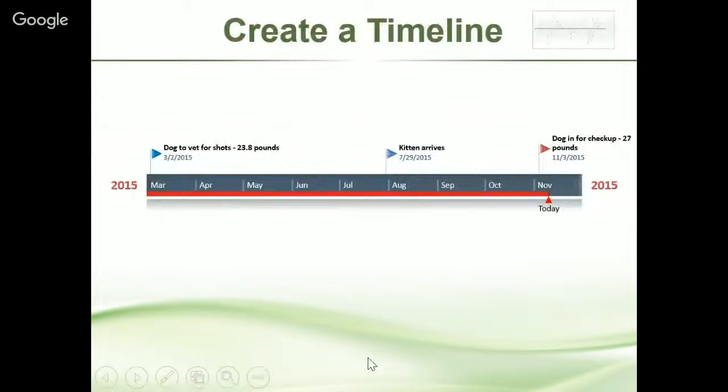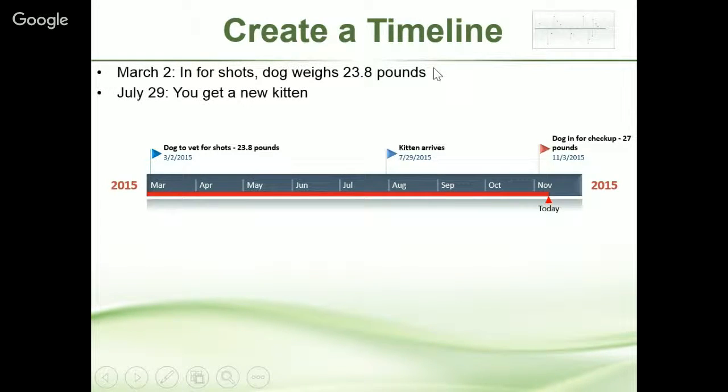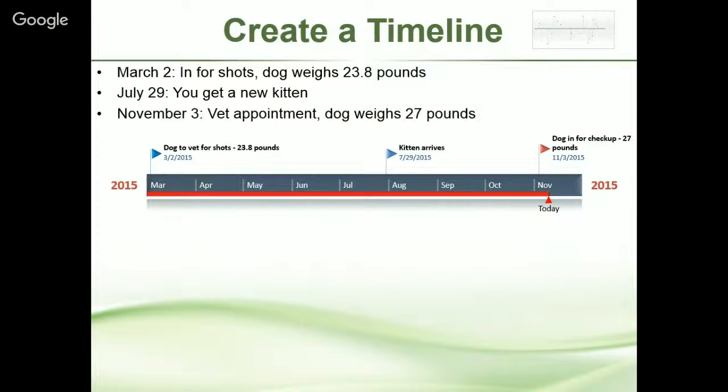So the first thing is create a timeline. So here's a timeline. Let's say March 2nd, we took the dog in for shots and she weighed 23.8 pounds. The only other real thing that happened in the household, all our work is the same, all our hours are the same, everything else we could think of the same. The only other thing that we could think of that changed is getting a new kitten. And then in November, you go in for the vet appointment and suddenly the dog weighs 27 pounds, which is a huge weight gain, huge percentage.